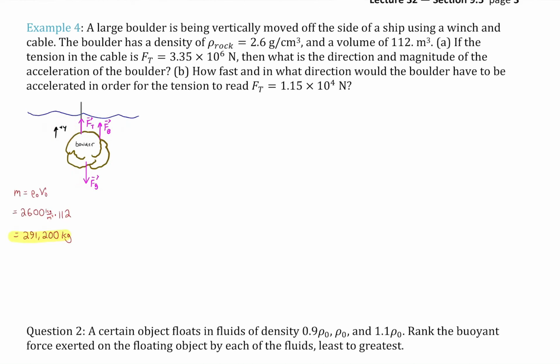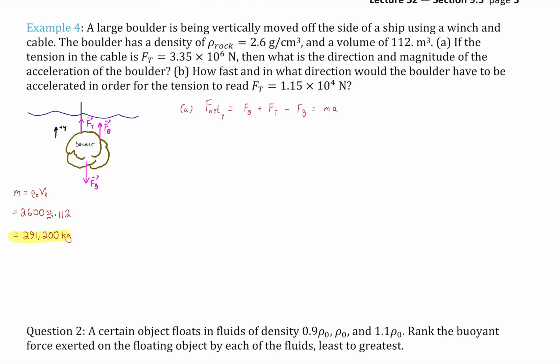So first of all, based on the density we're given for the boulder, here called the rock, we're given it as 2.6 grams per cubic centimeter, right? We'll have to convert that over. It becomes 2,600 kilograms per cubic meter. And we're told it has a volume of 112 cubic meters. And so then we go ahead and find its mass, and it's got a mass of 291,000 kilograms, all right? Big boulder. Good number to take note of. All right, so then let's move on with the problem.